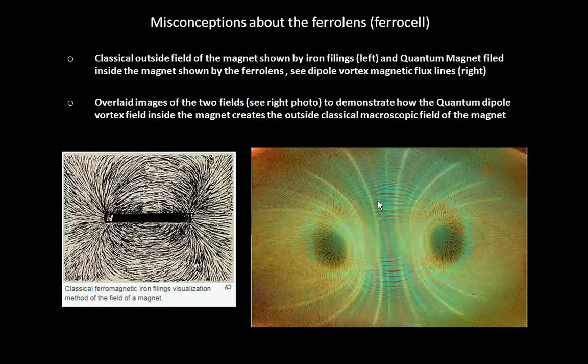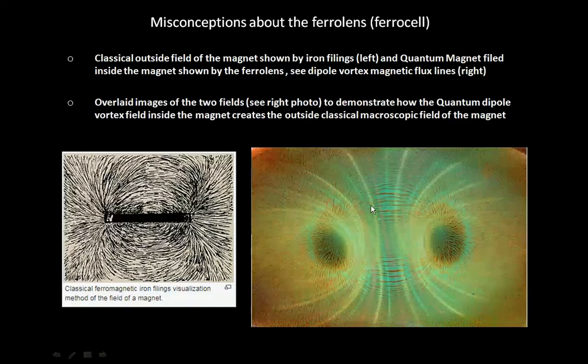But we have proven with the ferrolens that there is a domain wall, but let's not call it block domain wall now, just a domain wall. It's actually the joining point of these two counter-rotating, counter-geometrical shaped vortices, which we can see here with these thick colored lines. And to show what is going on here, we have overlaid the iron filings pattern with these little brown lines, the quantum field shown with the ferrolens.